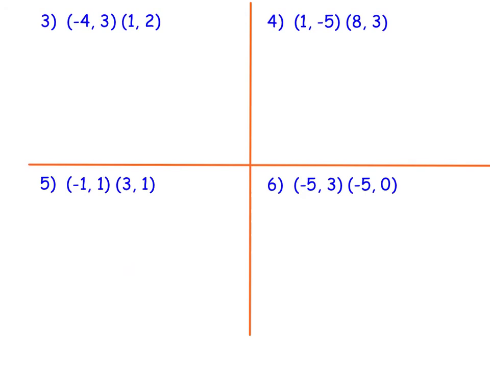Go ahead and take a few minutes to solve the following problems and find the slope. Go ahead and pause the video, find the slope, and then restart the video when you're ready to check your answers.